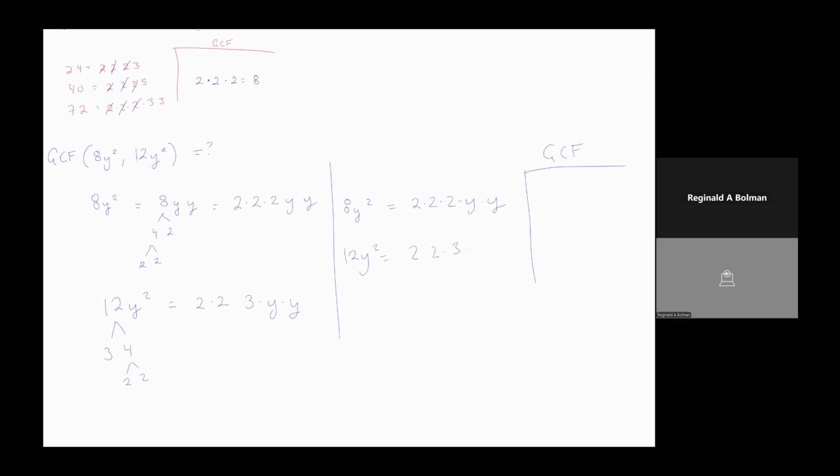Here's what we do. We are going to cancel out our sequence of 2's. We'll write the 2 once. Here's my sequence of 2's. I'll write the 2 once. You'll see I have a y in common. I write that once. I have another y in common. I'm going to write that once. 2 times 2 is 4. y times y is y squared. That is my GCF.